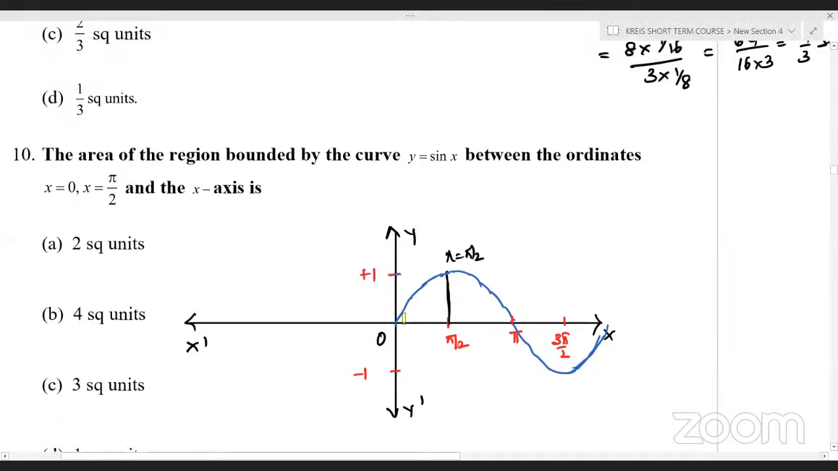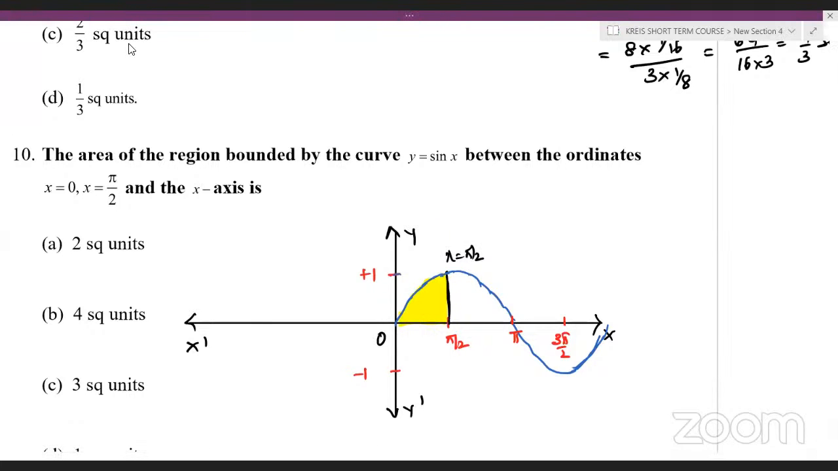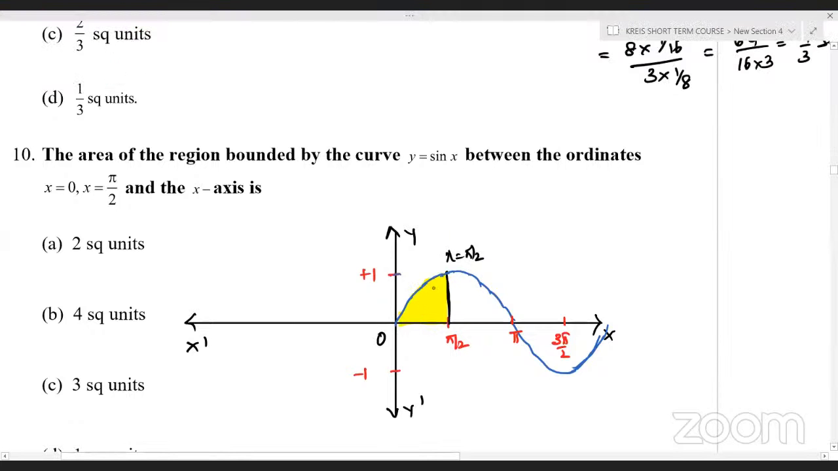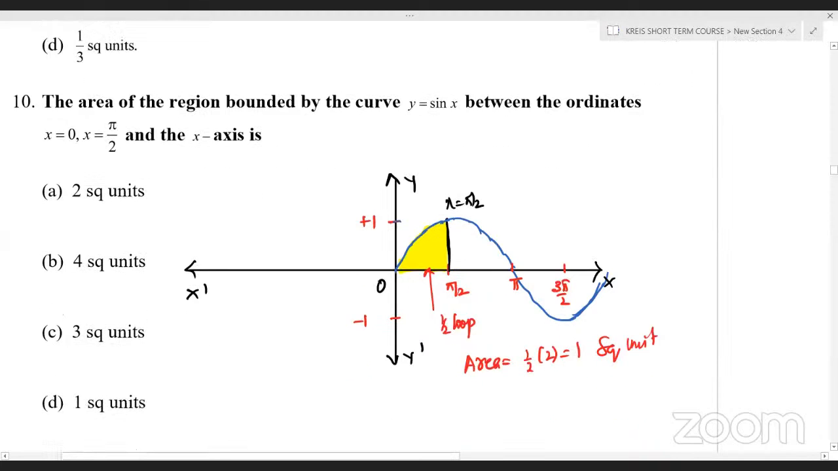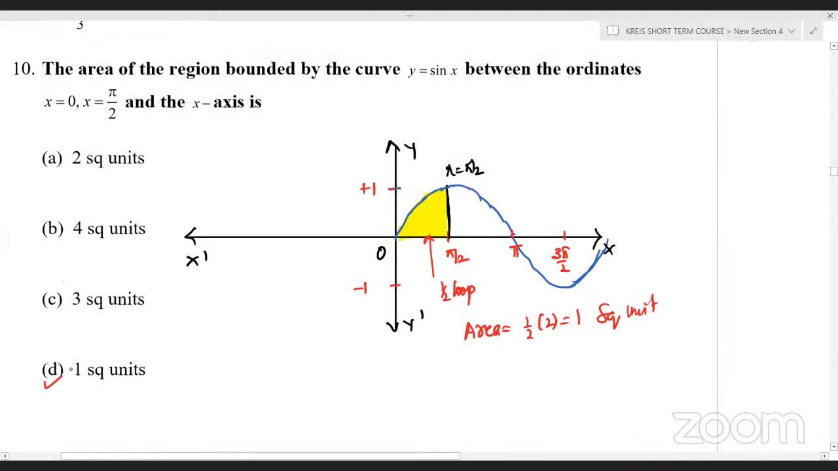Anybody? Who is giving me the answer? So you can see the half loop, right? Let's see what the half loop area is. Full loop contains 2 units and half loop contains half of 2. So the area is going to be 1 square unit. Option D is going to be the right choice for this question.